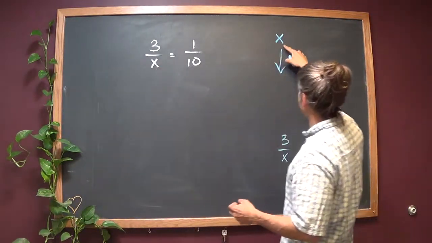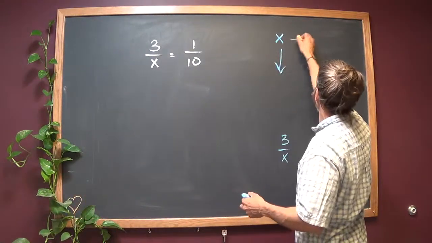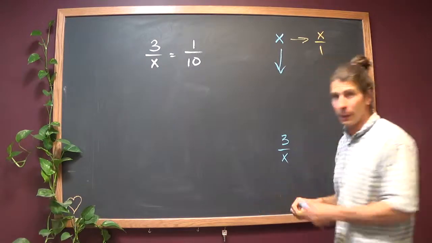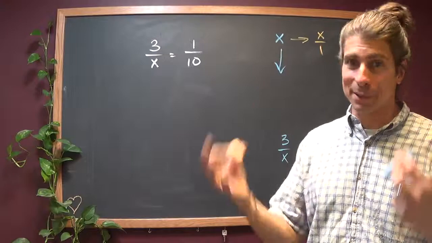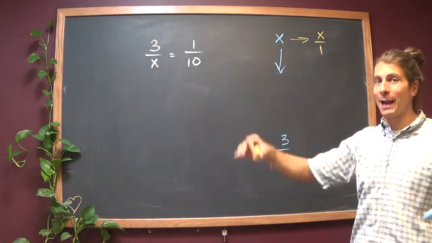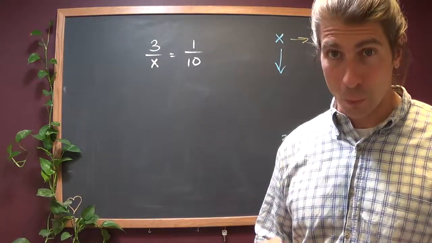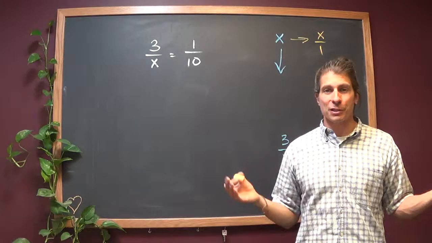So this x right here is really x over 1. Anytime you see any number, 2 is the same as 2 over 1, 6 is the same as 6 over 1. Any integer or any whole number value without a denominator is the same thing as that number over 1. We just get used to not writing that. We don't write integers as fractions very often.